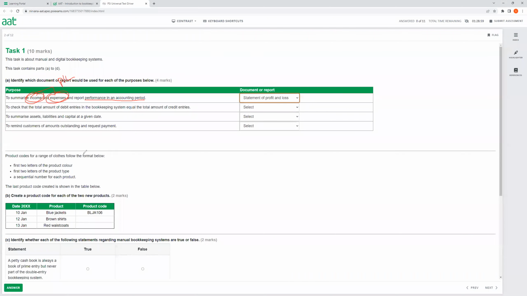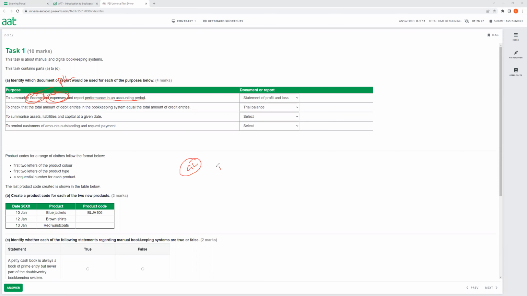The next one says to check that the total amount of debit entries in the bookkeeping system is equal to the total amount of credit. So you already know that. If we have a debit and credit, and we would like to check the arithmetical accuracy, that the debit is equal to the credit, we call it the trial balance. If you remember your trial balance, you know how you make the trial balance. First, we make the GL. So GL represents the general ledger.